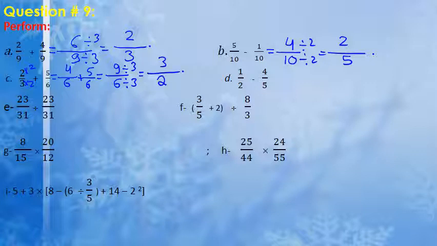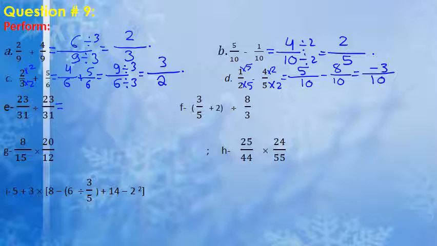Now in part D, we have 1 over 2 minus 4 over 5. We multiply the first fraction by 5 and the second fraction by 2. 1 times 5 is 5. 2 times 5 is 10. 4 times 2 is 8. 5 times 2 is 10. Denominator 10. 5 minus 8 is minus 3.